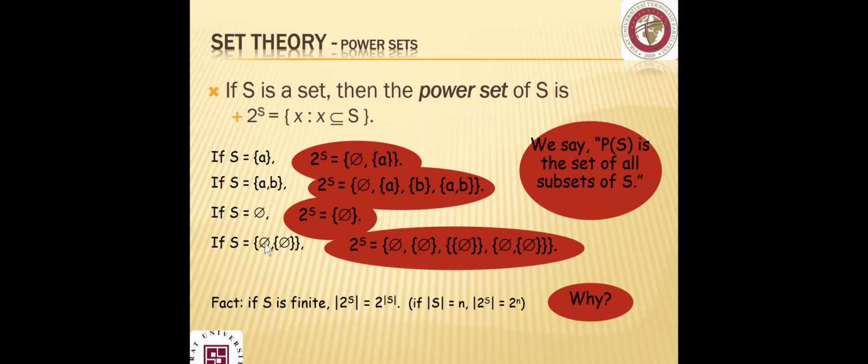How about this? We don't have just phi here. We have 2 elements, phi and the set of phi. So we have 2 elements, 2 to 2, that's 4. It would be phi, set phi, set of phi, and set of phi together with phi. So that's also another example.